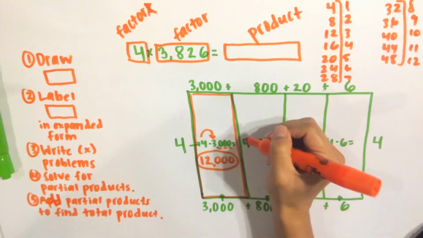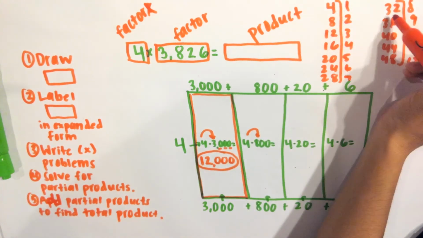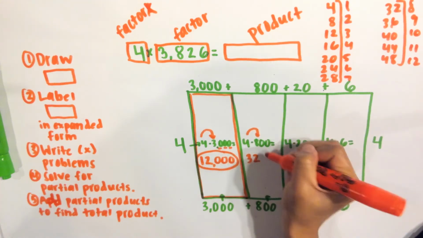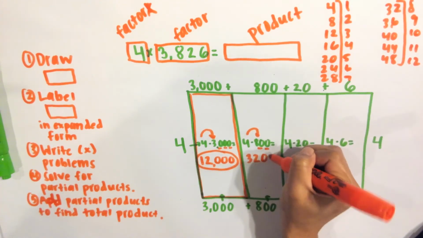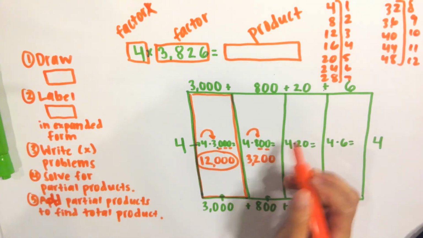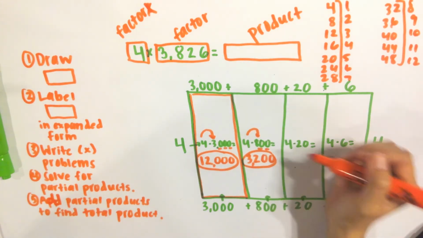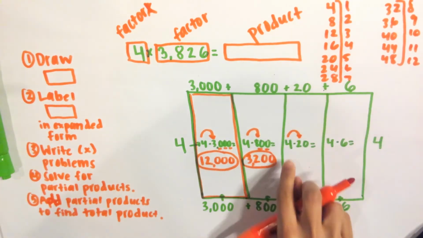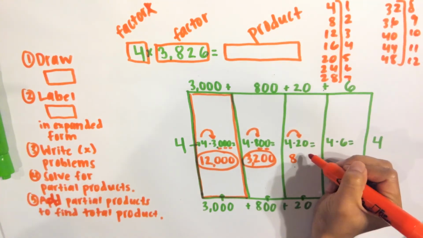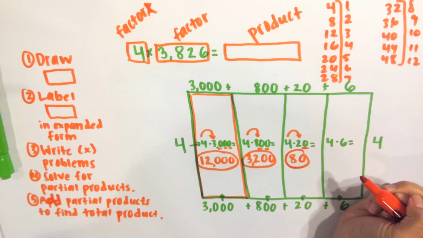Okay, so go into our next problem. 4 times 8 equals 32. Write my 2 zeros, or add my 2 zeros in, and don't forget your comma. 1, 2, 3. 3,200 is my next partial product. Next, 4 times 2, 8. Add that 0 back in. Next partial product is 80.